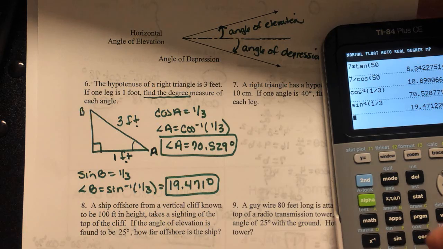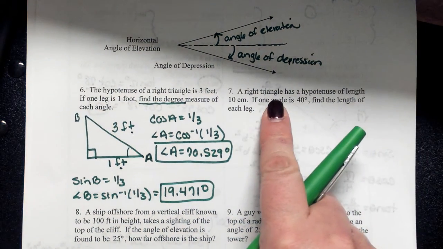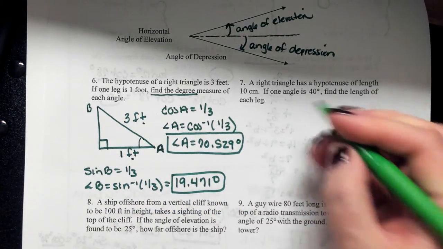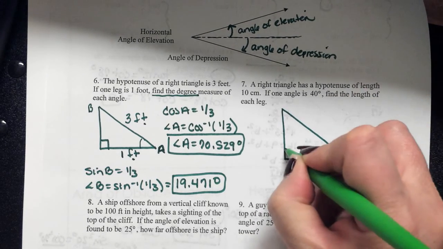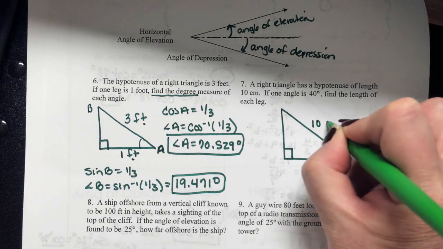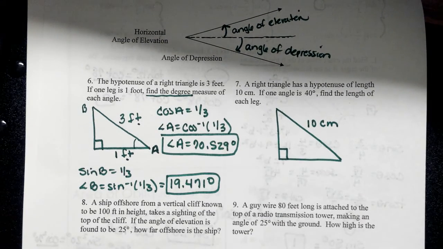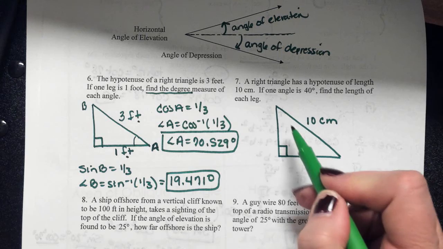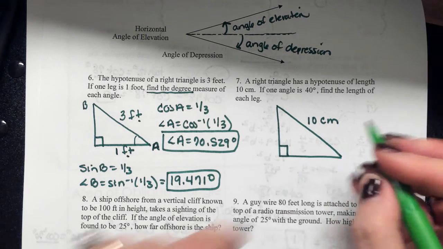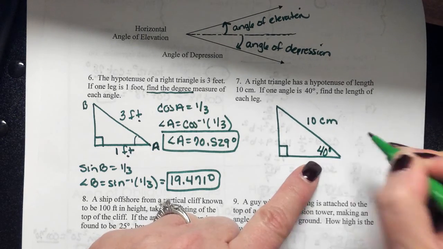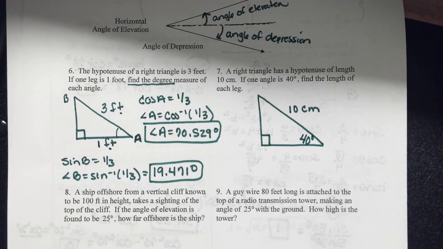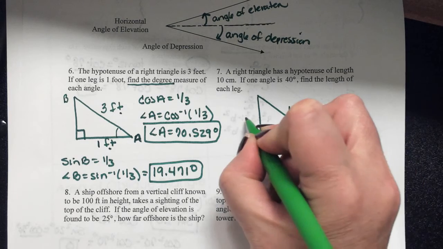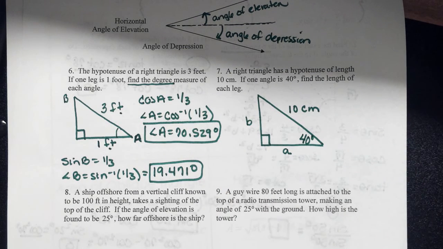All right, let's take a look at number 7. So we have a right triangle, and they say the hypotenuse has a length of 10. So again, I'm just going to set up a right triangle, and the hypotenuse is 10 centimeters. Again, it doesn't matter where you put the 40 degrees. They're just telling you what angle is 40 degrees. So I'm just going to put that angle down there. Find the length of each leg. So again, I'll call this side A and side B. Again, it doesn't matter which side you call A and B.